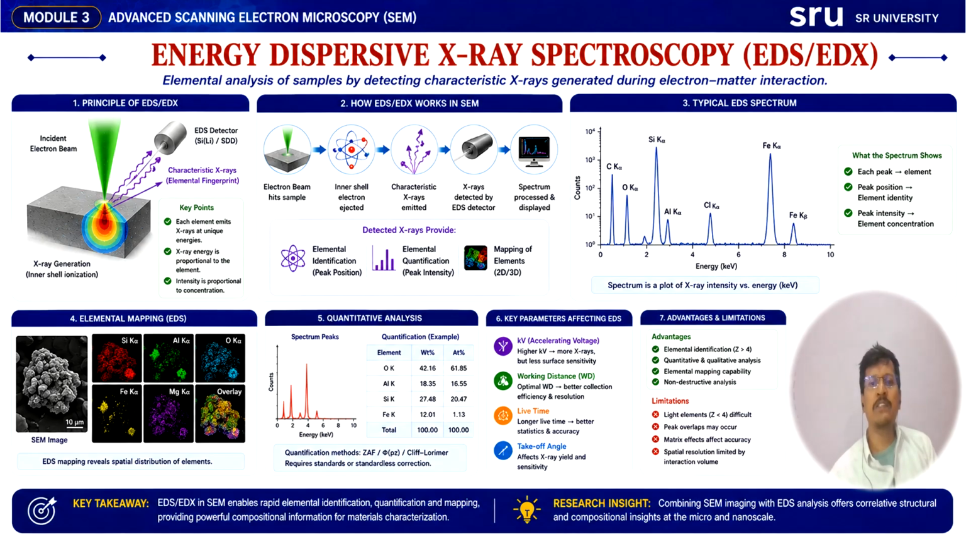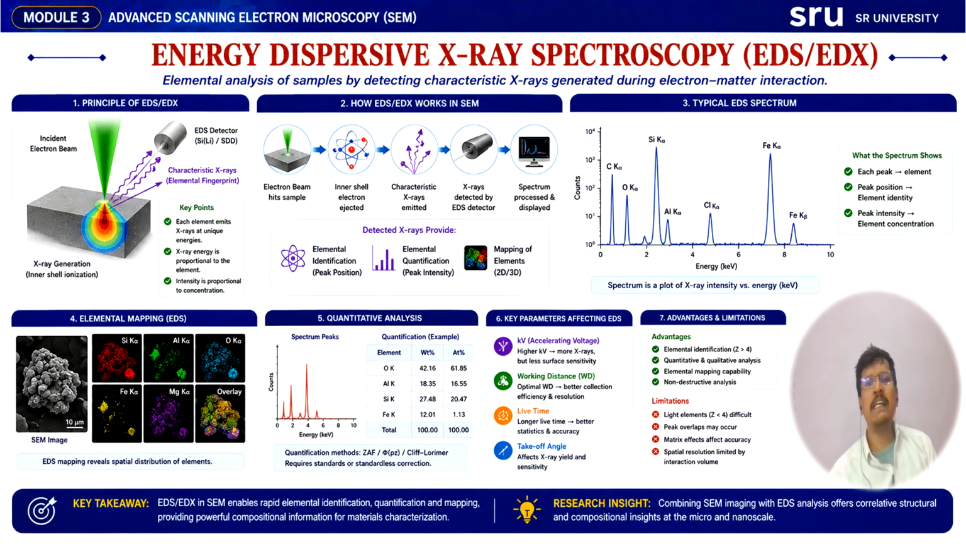Elemental mapping is particularly useful in nanocomposites and heterostructures. For example, if we synthesize a g-C3N4 and Bi2WO6 composite, the elemental mapping can confirm whether carbon, nitrogen, bismuth, tungsten, and oxygen are uniformly distributed or not.